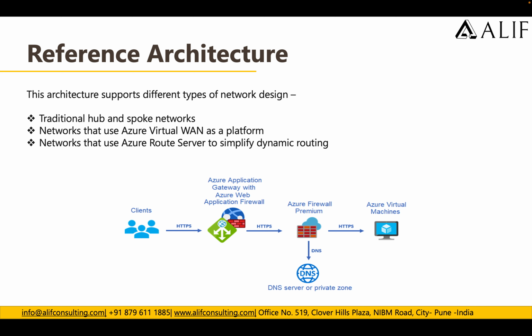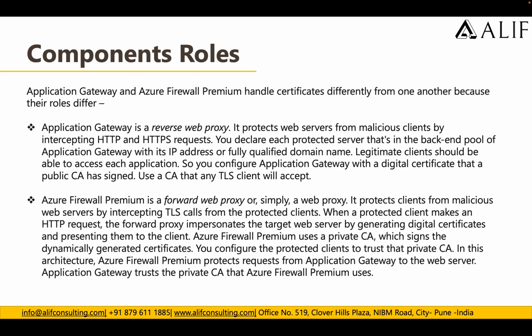It is one example that shows how you can limit or restrict the access for your specific application. This architecture supports three ways of network designing. First, a traditional hub and spoke. Second, a network using Azure Virtual WAN as a platform. Third, a network using Azure Route Server to simplify dynamic routing. These are the network topologies you can use with this reference architecture.